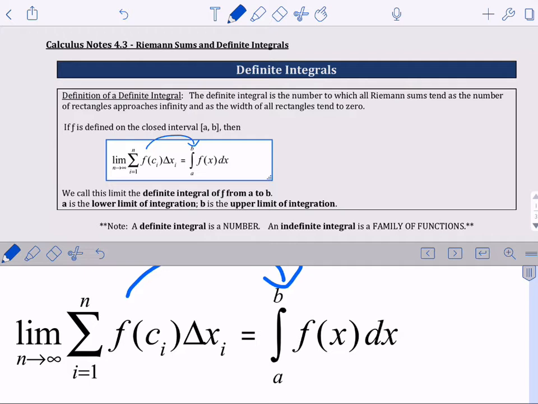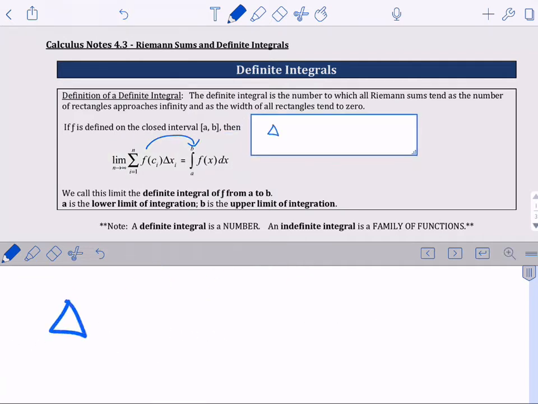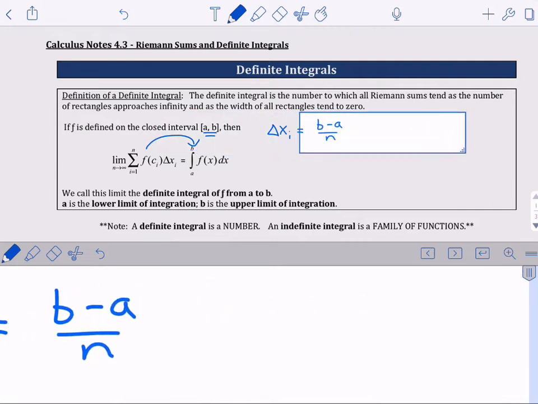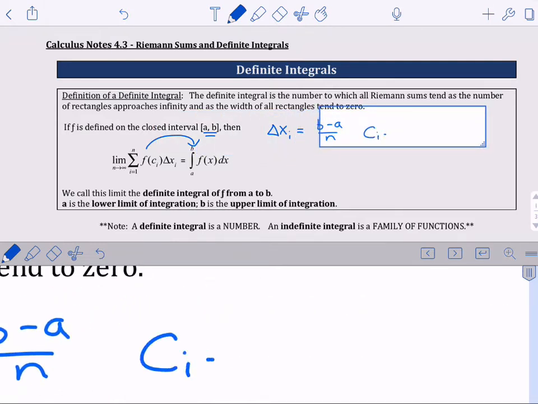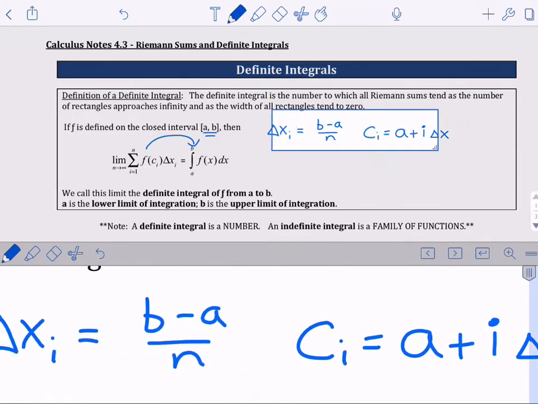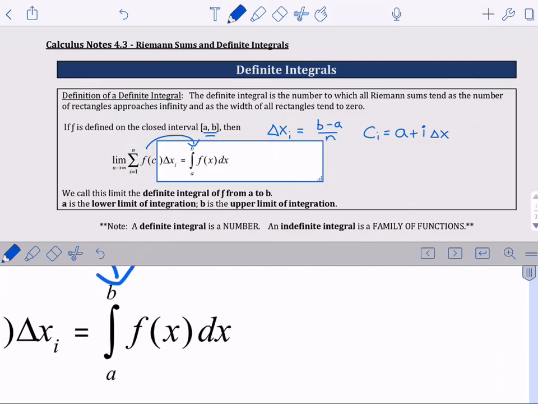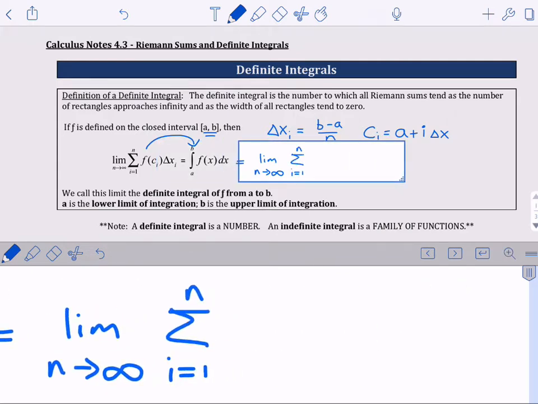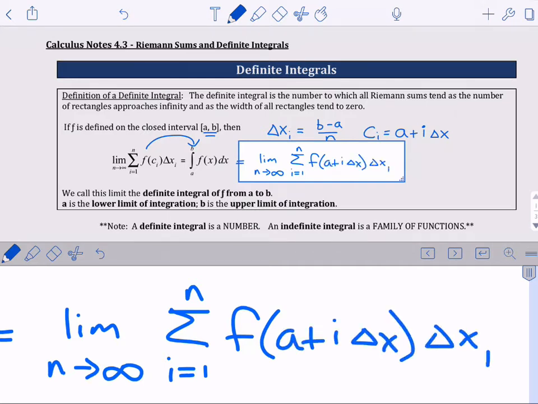And we're calling this a definite integral. Now as you try to find some of these things, remember that delta x sub i is just going to be b minus a over n, relating to the a and the b right here. And if you want to find c sub i, this is going to be a plus i times delta x. So you can substitute them in there, so you can have the limit as n approaches infinity, the sum from i equals 1 to n of f of a plus i delta x, and then times delta x sub i.